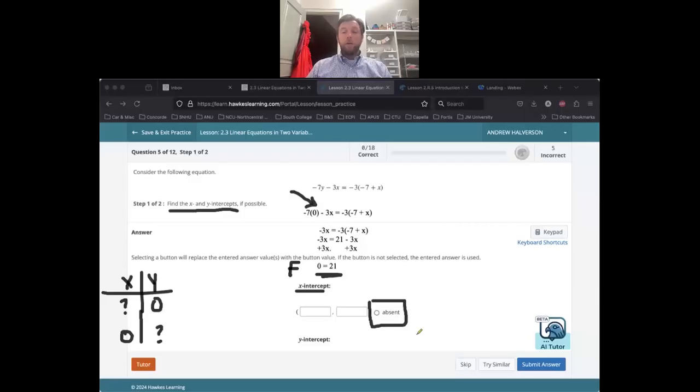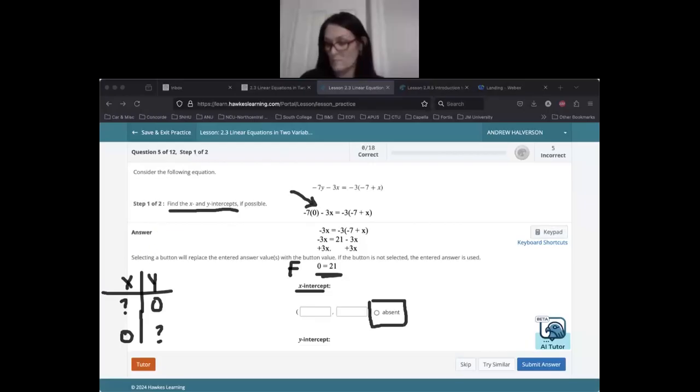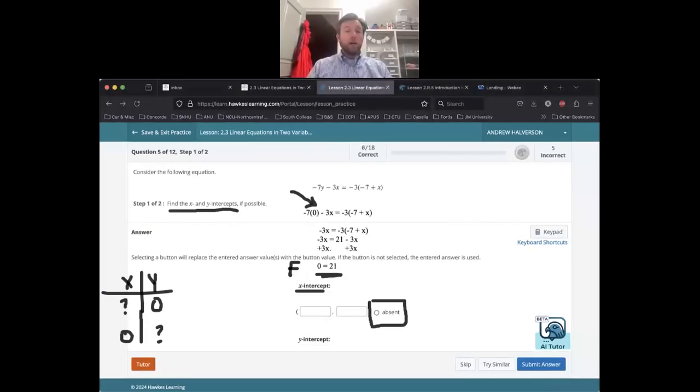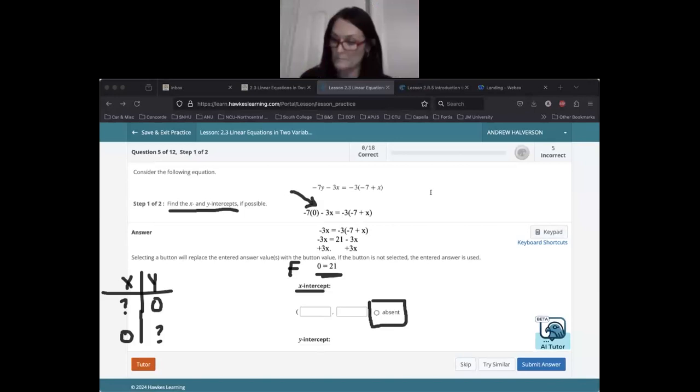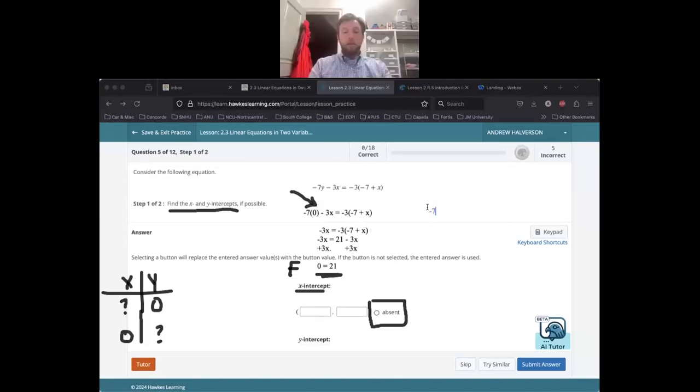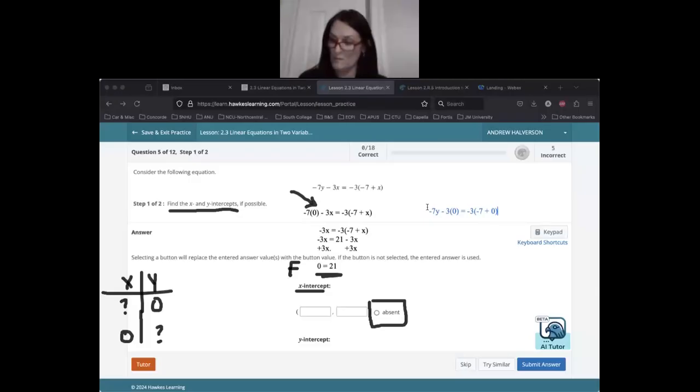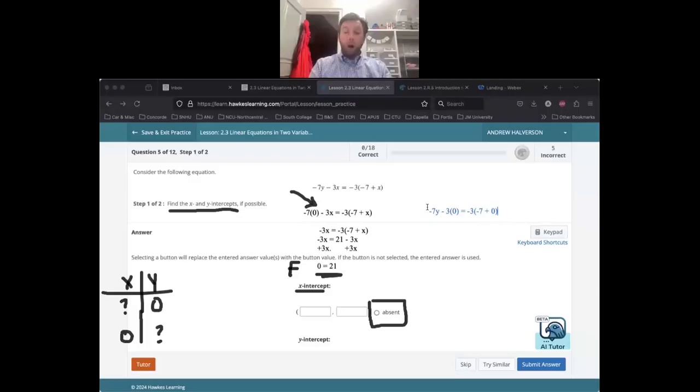But what about the y-intercept? Well, same thing. We have to plug in 0 now for what? Plug in 0 for x. So negative 7y minus 3 times 0 equals negative 3 times negative 7 plus 0. Now we solve for y.